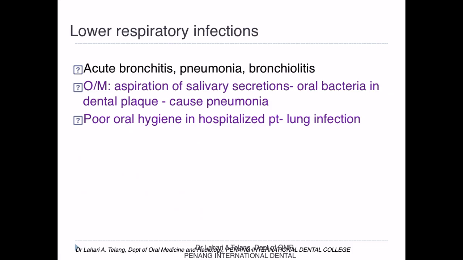And that's why it's important that the nurses ask the patients to maintain oral hygiene by at least gargling, especially patients who are on ventilators or who are having difficulty in movement and not able to brush efficiently. Mouthwashes play a very, very critical role here.